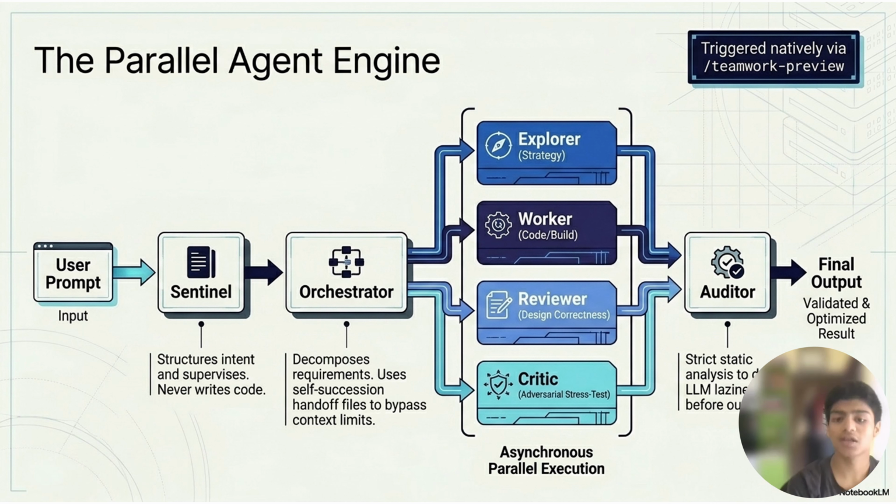Explorer, so the explorer does the strategy. All the strategy maintaining is done by the explorer. The worker builds, it generates the code and builds the whole system. Reviewer, it designs and corrects the whole code that was there and makes any changes that are required. While the critic does the adversarial stress test. This whole thing then goes, after all the filtration, to the auditor, where it undergoes strict checking for LLM laziness before being processed, and we get the final output as that website, for example, that we are building.